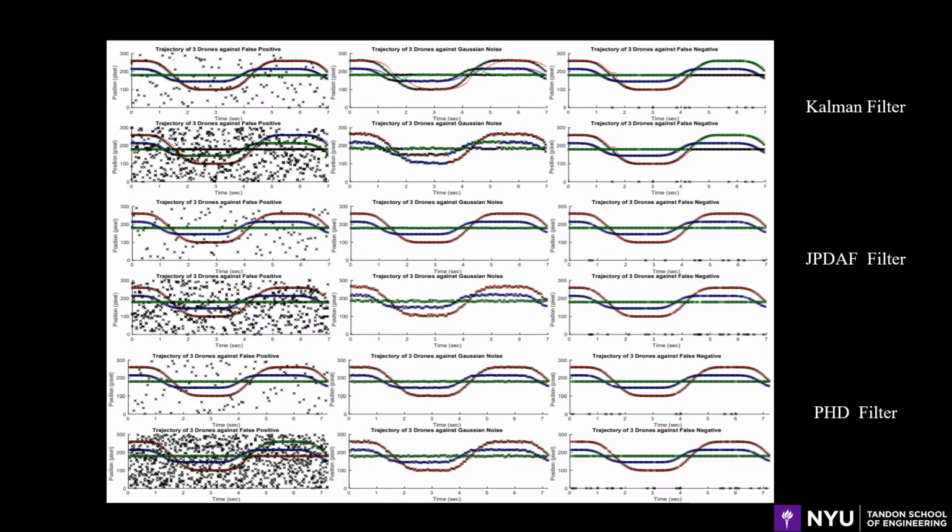We do this analysis for all 3 filters, the Kalman filter, joint probabilistic data association filter, and the probability hypothesis density filter, and observe that the PHD filter is the most robust in high noise scenarios.